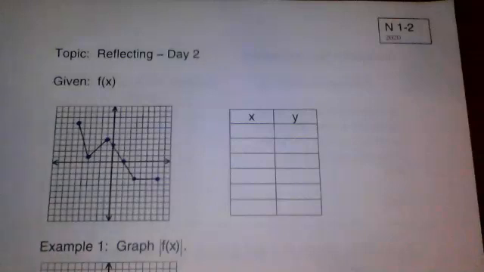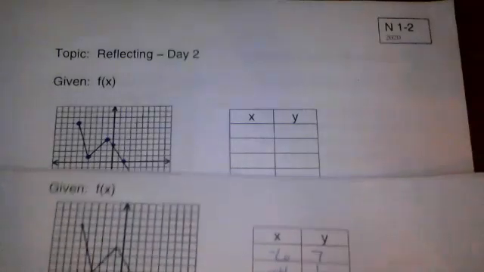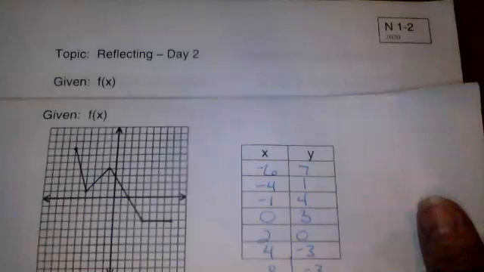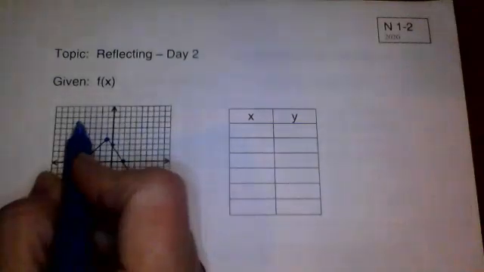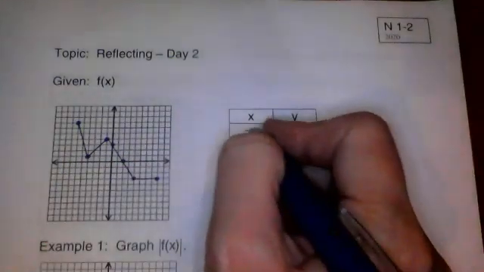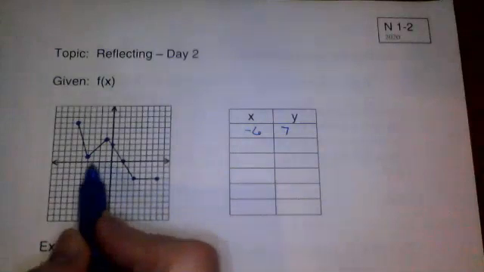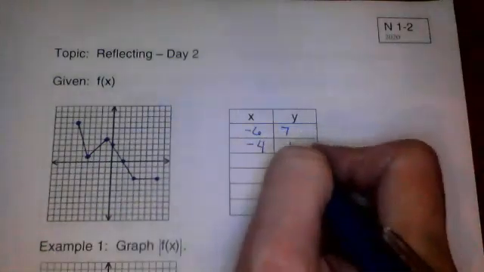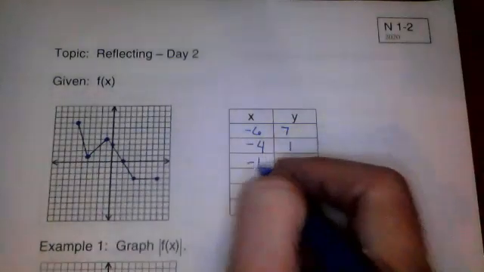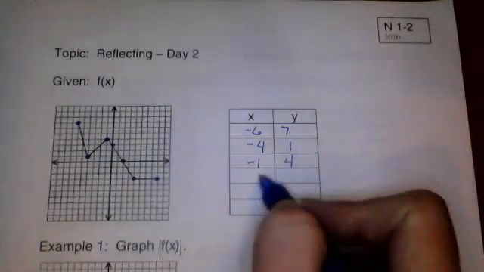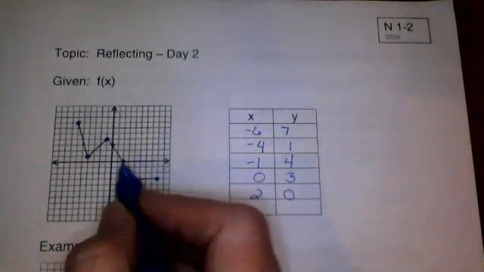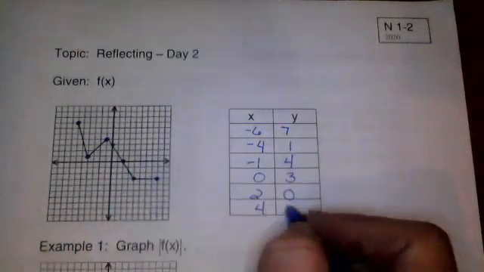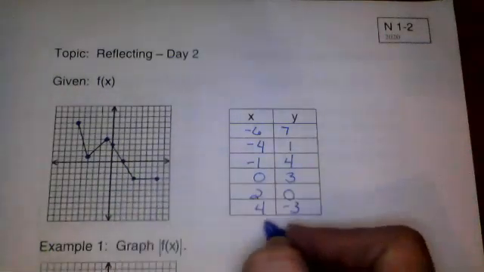Now, I don't know if you realize it or not, but this is the same graph that was on our notes from our first lesson. And so we should already know what those values are, but this point over here is at negative 6, 7. And then we have negative 4, 1, negative 1, 4, 0, 3, 2, 0, 4, negative 3, and 8, negative 3.